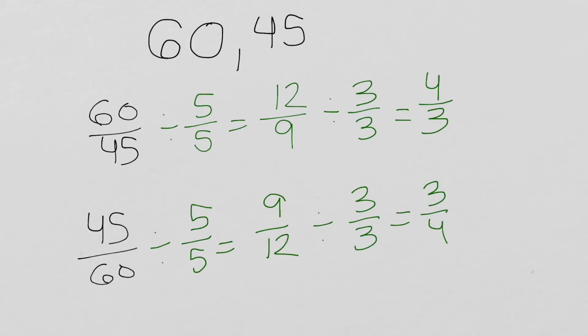The next step is to determine what I divided my numerator and my denominator by both times. I divided by 5, and then I divided by 3. Now I'm going to take those numbers and multiply them together. 5 times 3 equals 15. So my greatest common factor of 60 and 45 is 15.